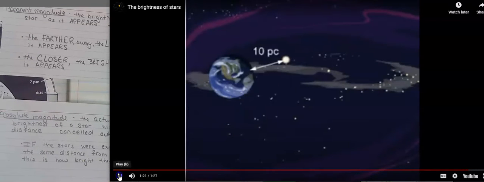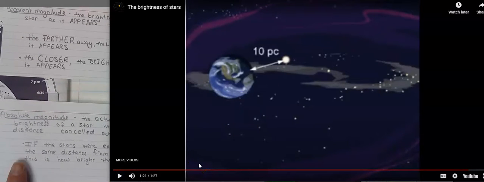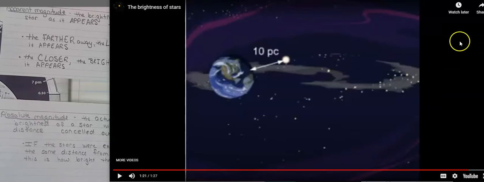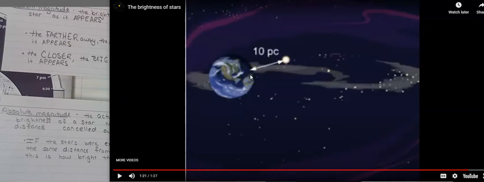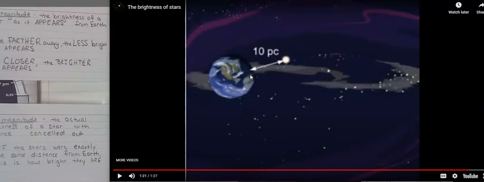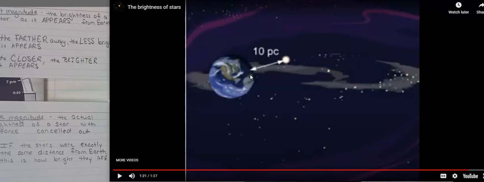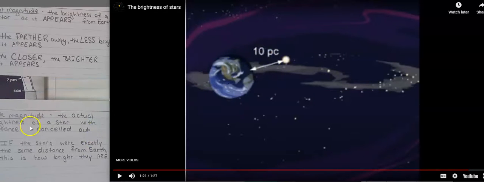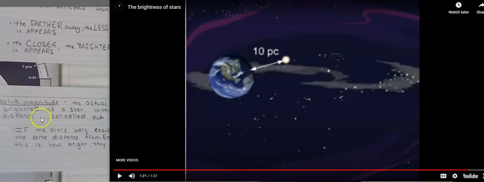So remember I said absolute magnitude tries to cancel out the distance. So it showed if you could take the object that you're looking at and move it 10 parsecs, and that's just an astronomical unit. You don't have to worry about how much it is to us. But if you took it and put it that close to Earth, that would be the way that they cancel out distance.